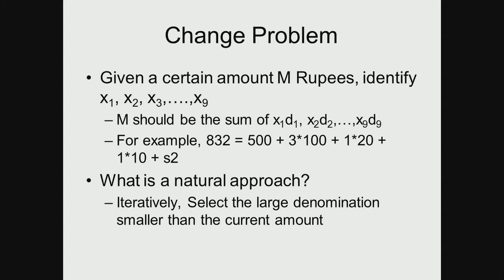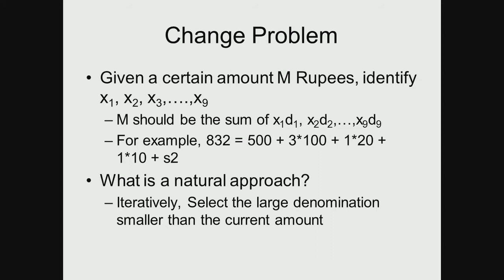The natural approach seems to be that iteratively we select the largest denomination which is available, which is smaller than the current amount. Let us observe this by the example itself. 832 is the current amount and the largest denomination which is available to us is a 500 rupee note. So, we pick up 500 rupees and the balance that is to be expressed is 332. Now, for 332, the largest denomination smaller than 332 is a 100 rupee note.